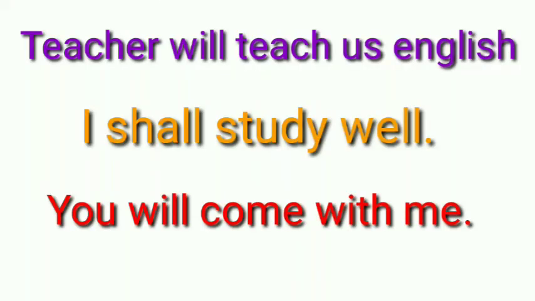Here students, we will see examples. Teacher will teach us English. Teacher is subject here, will, that is helping verb, teach, that is V1 form, us, that is object, and English is also object. Second sentence, I shall study well. I is subject, shall is helping verb, study, that is V1, that is verb. Another sentence, you will come with me. You is subject, will, that is helping verb, come, that is verb. Students, sometimes object is not used in the sentence, so try to understand it very well.